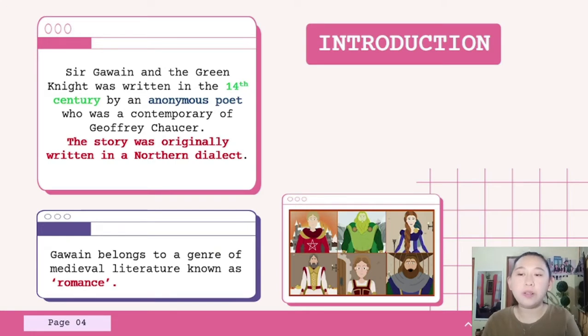So the noble Gawain accepts the challenge of a mysterious knight. When we say knight, it is not a black or a dark one. It is a green one, and the story goes from there.